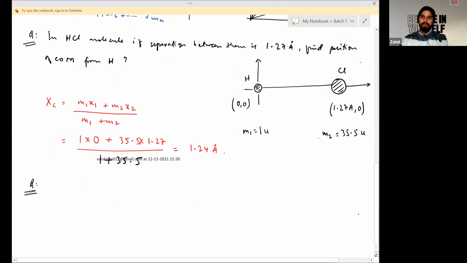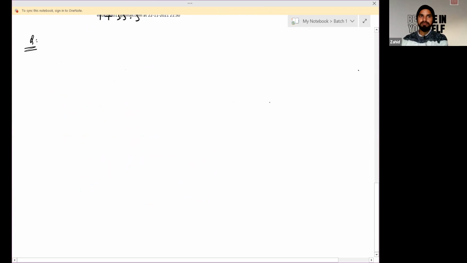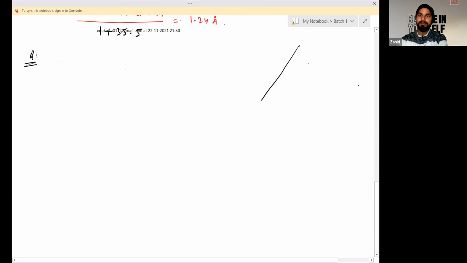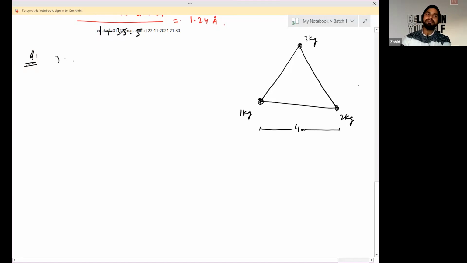Let me give you another problem related to this. Suppose you have an equilateral triangle. This is 1 kg, 2 kg, 3 kg. Side is 4 meter. So find the position of center of mass.